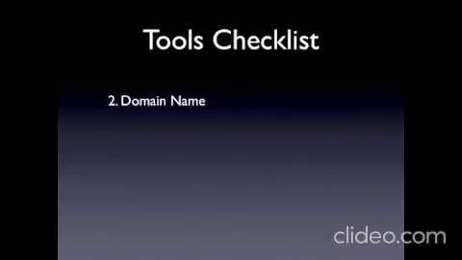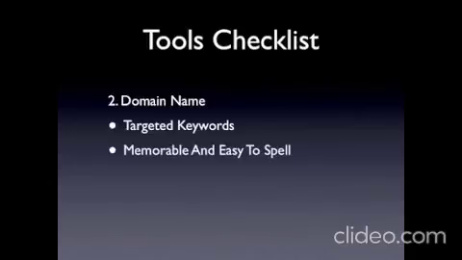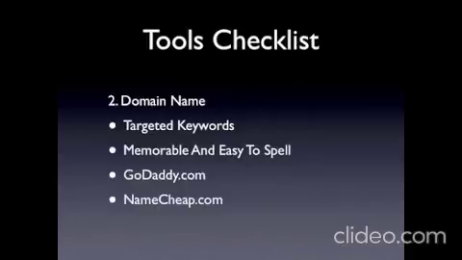Depending on whether you're going to build a list focusing on one specific topic or a broader list, you will want to choose either a generic domain name or one targeted towards your niche market. You want your domain name to be memorable and easy to spell. Avoid hyphens, numbers, and misspellings. You can register a domain name with providers like GoDaddy.com or Namecheap.com.